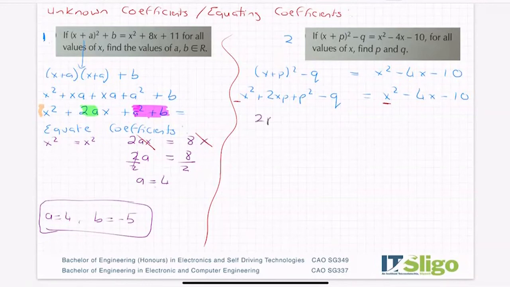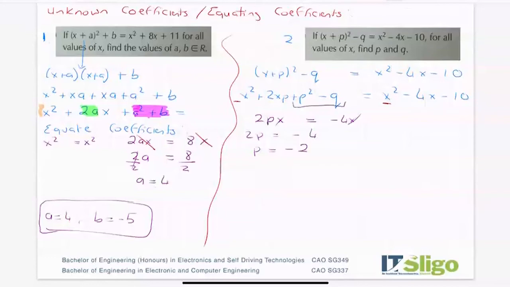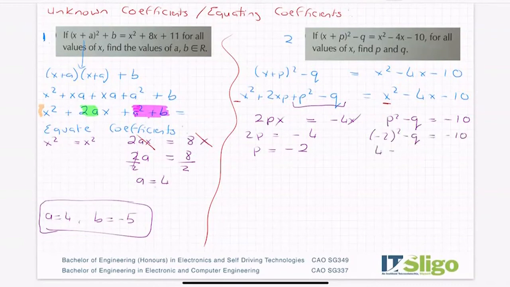I have 2px, I just swapped it around, so the x was at the end, being equal to minus 4x. Let's cancel the x's. 2p is equal to minus 4. p will be equal to minus 2. And then I have p squared minus q being equal to minus 10. I have minus 2 squared minus q being equal to minus 10. Minus 2 squared is 4, minus q being equal to minus 10. Minus q is equal to minus 10 minus 4. Minus q is equal to minus 14. q is equal to 14.